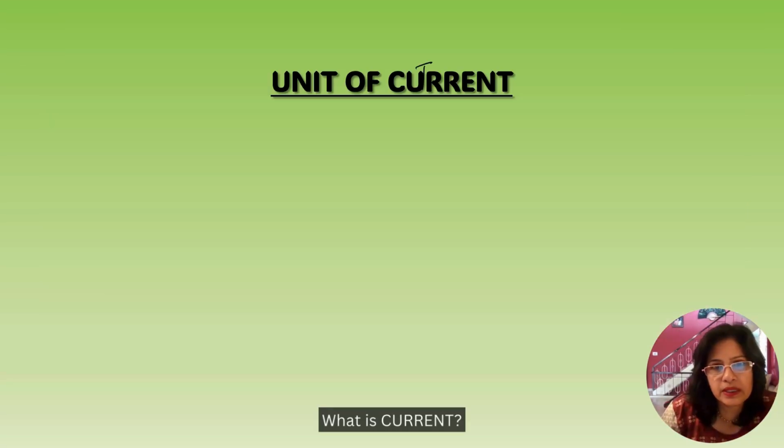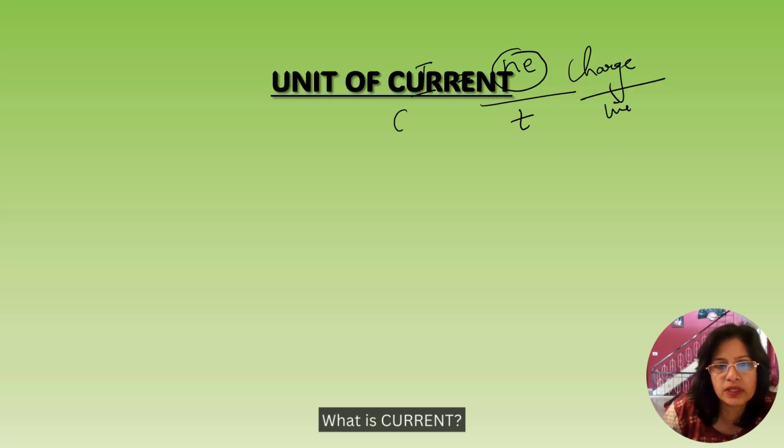Current is represented by the letter I, as we have said, and it is the rate of flow of electrons. That is, the number of electrons times the charge of each electron is the total charge divided by T. Hence, we can say that current is equal to charge by time. So, what is this current? Current is equal to charge by time, which is Q by T.